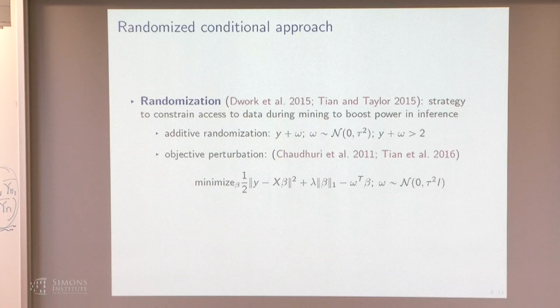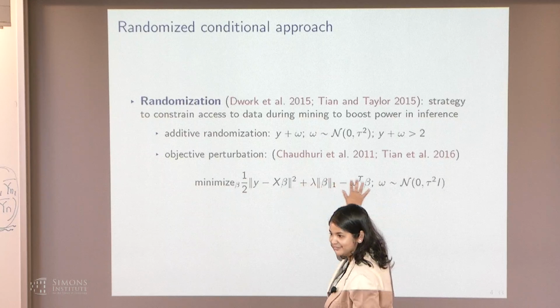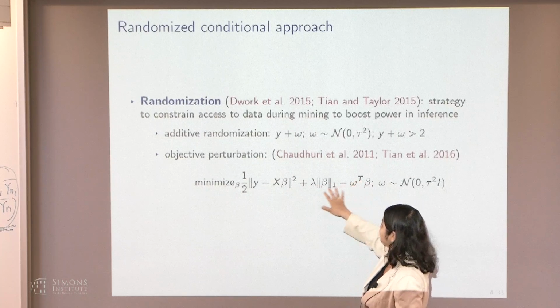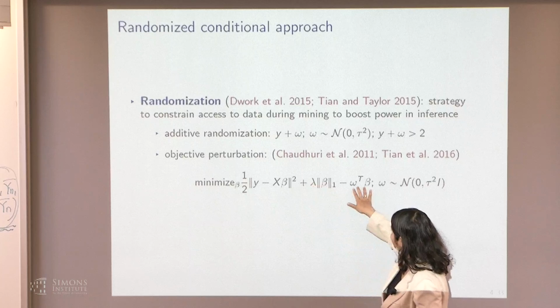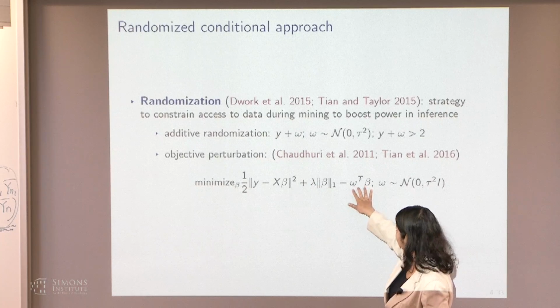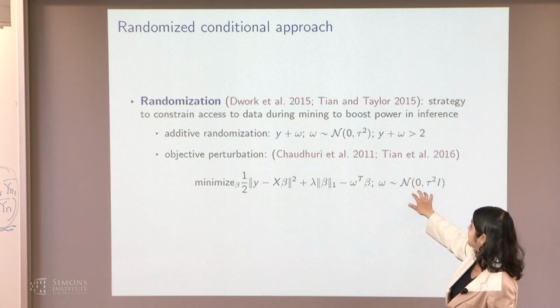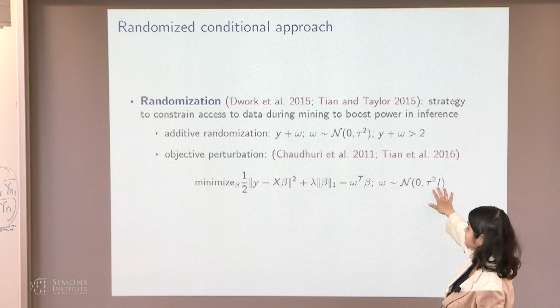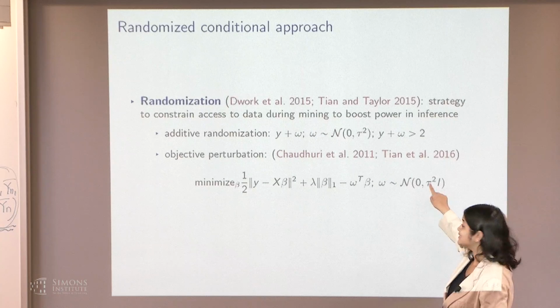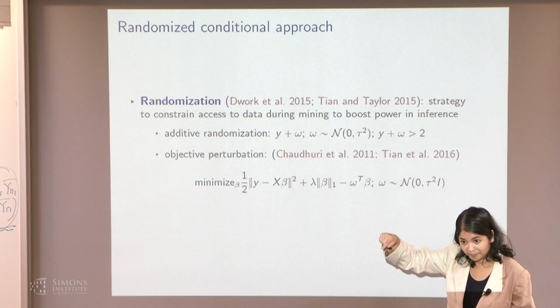So let's look at this randomization scheme. I think this objective will make it clearer. If you run LASSO with a noise term which is linear in the parameter beta, where omega is drawn as Gaussian noise centered at 0 with some scale tau square.